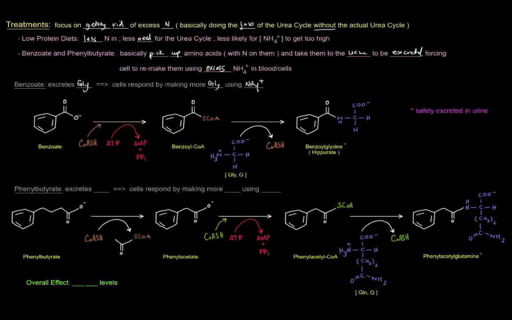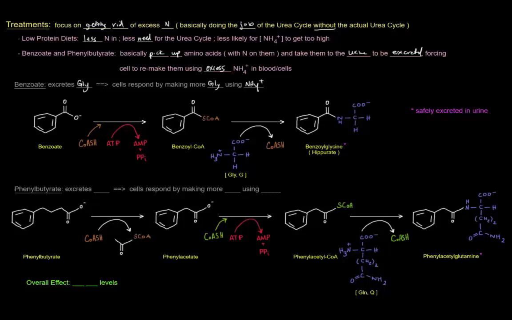What else have we said can be safely excreted in the urine? Well, urea, right? We have those nitrogens attached to it, and that's the safe way that we can get rid of nitrogen. Benzoyl glycine, this nitrogen right here, is being safely excreted. So basically this molecule is doing the job that urea pretty much does, by getting rid of that nitrogen. Except it's not just the nitrogen, it's a whole amino acid with glycine.